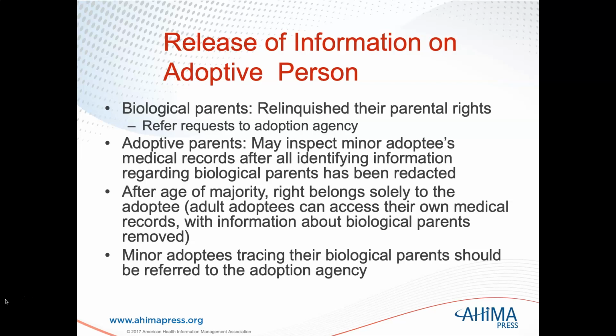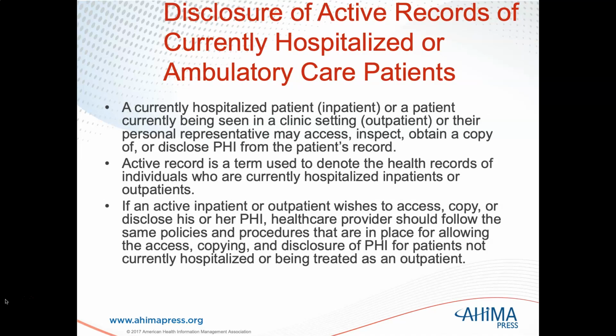Minor adoptees that are trying to trace their biological parents are always referred back to the adoption agency. And if the birth parents did not put on there that they are willing to be contacted, it's often a dead end for minor adoptees to trace their biological parent or parents.